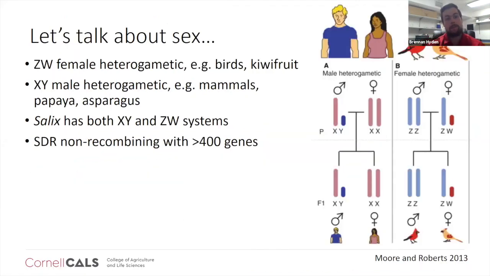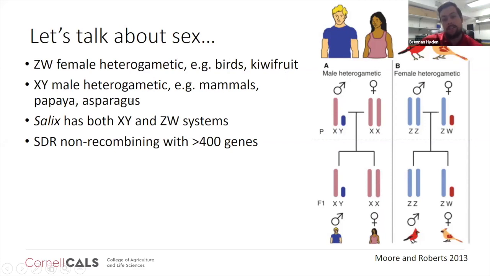Okay, so first we need to talk a little bit more about the heterogametic systems in angiosperms. So only about 5% of angiosperms are dioecious, and these can contain either ZW or XY systems. So the ZW system is the female heterogametic system. And this is where the females are ZW and the males are ZZ. You're probably most familiar with this as a system that's present in birds. Kiwi fruit are an example of a crop that actually have a ZW system.